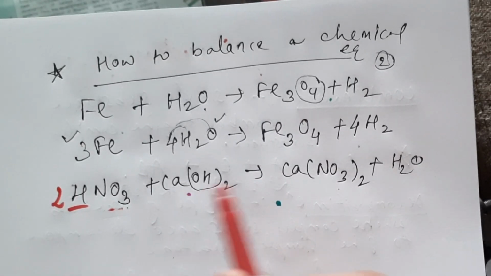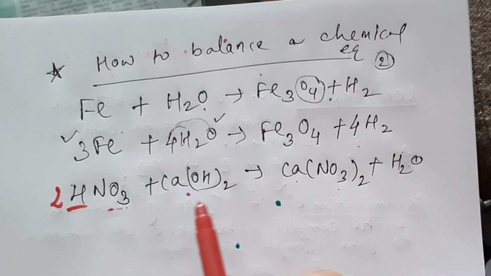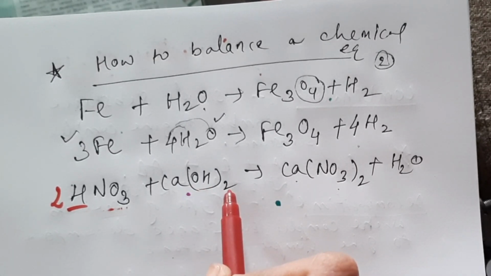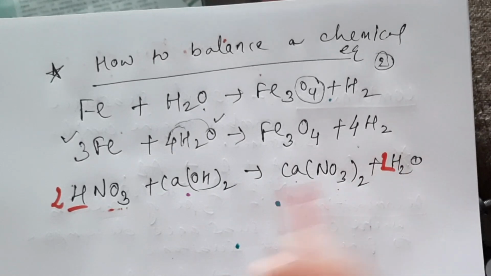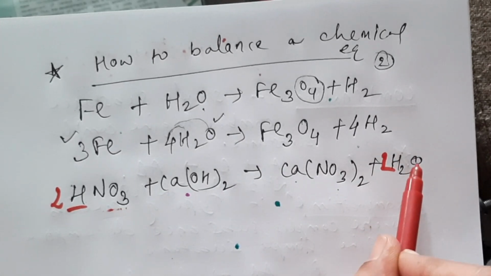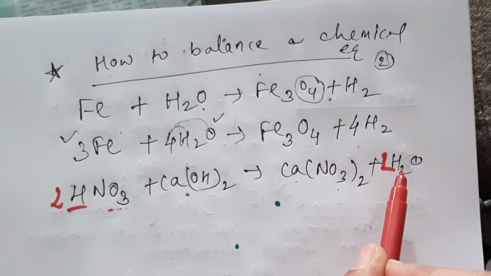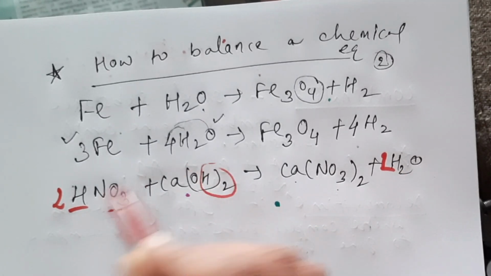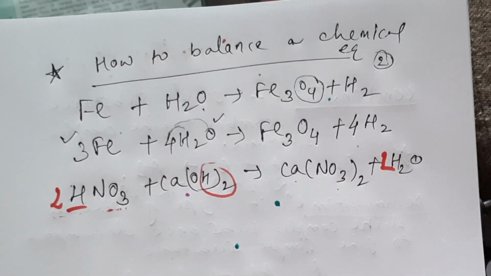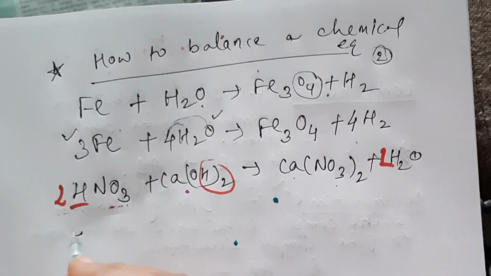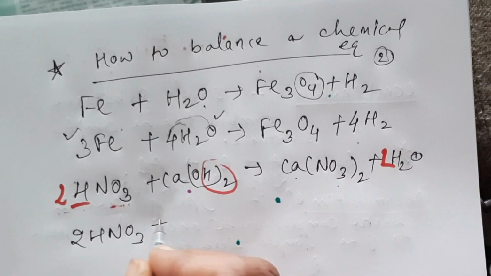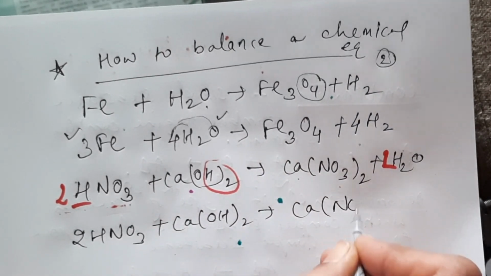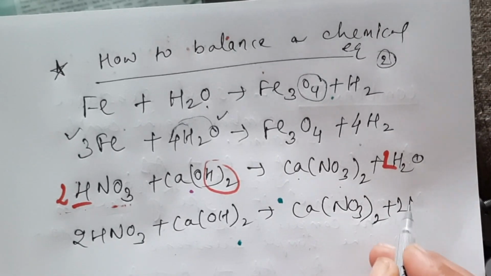Calcium is once, so no need to put any number. Now count out. Hydrogen is twice, oxygen is also twice. To make it 2, we need to put 2 over here. If I place 2 here, now 2 oxygen, 2 2s are 4 hydrogen. Now check whether the hydrogen got balanced or not. Here already 2 hydrogen is there and 2 more, so hydrogen got balanced. So our net equation is 2HNO3 plus Ca(OH)2 will give Ca(NO3)2 plus 2 times water molecule.